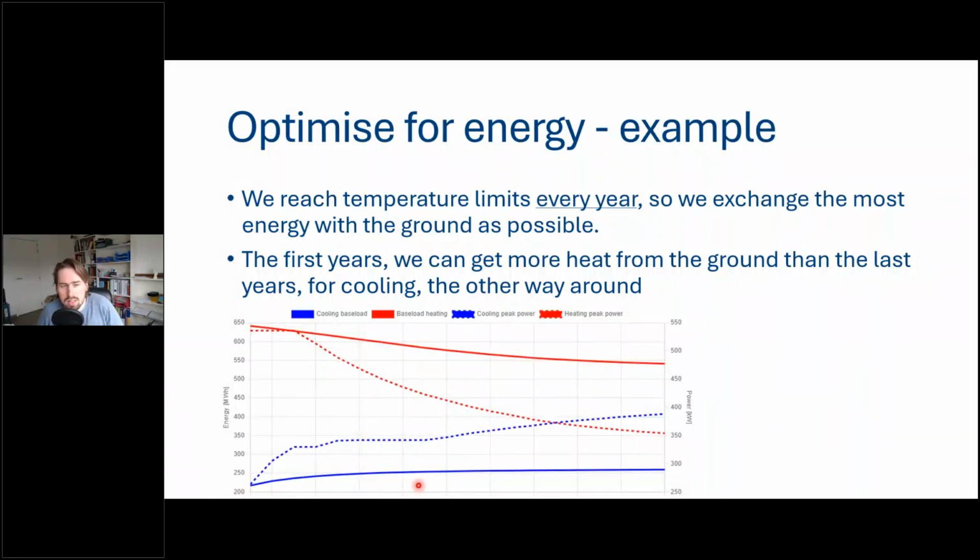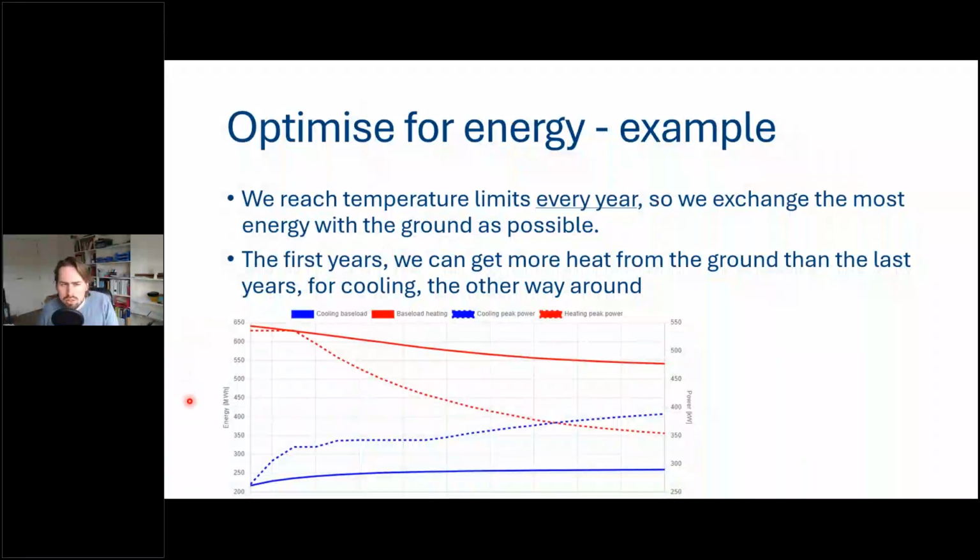And in cooling, it's the other way around. So because of our imbalance, the ground cools down year after year, leaving more and more potential for cooling. So that's why the cooling peak increases year after year, and also the cooling energy. So the amount of energy we inject into the ground increases year after year.